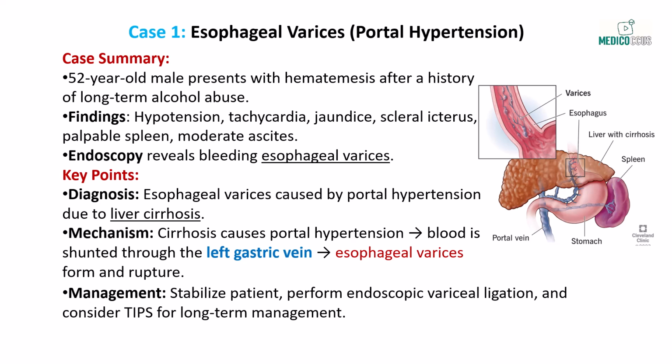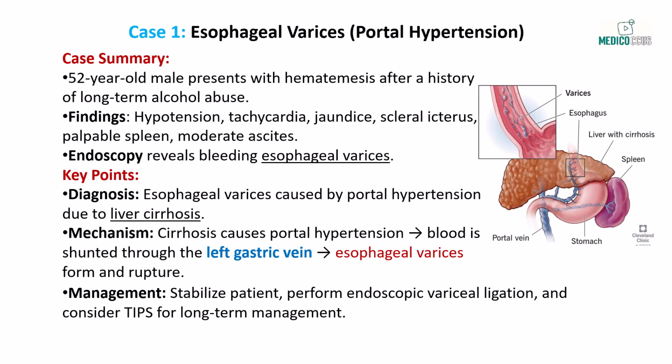On examination, his temperature is 36.7, his blood pressure is 90/60, and his pulse is 106 per minute, indicating hypotension and compensatory tachycardia due to blood loss. He also has jaundice, scleral icterus, a palpable spleen, and moderate ascites, all of which are classic signs of cirrhosis. Endoscopy reveals bleeding esophageal varices, a dangerous consequence of portal hypertension. So, the question is, which vein is responsible for the chronic shunting of blood that led to the development of these varices? The correct answer is the left gastric vein.